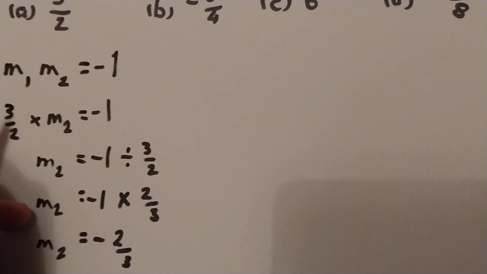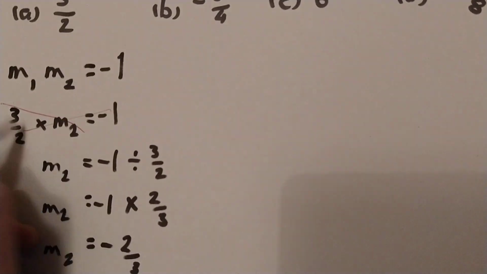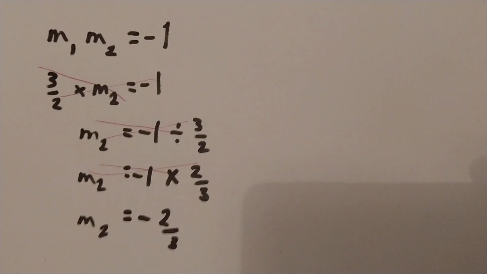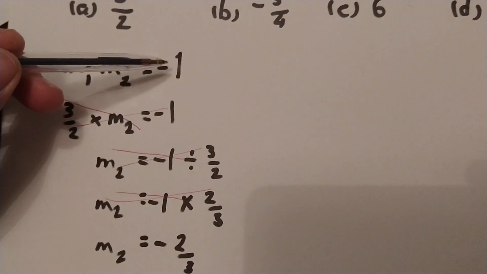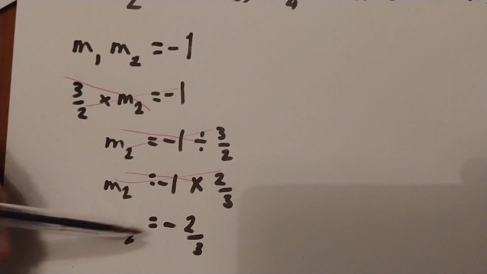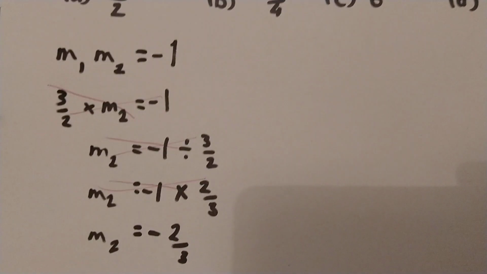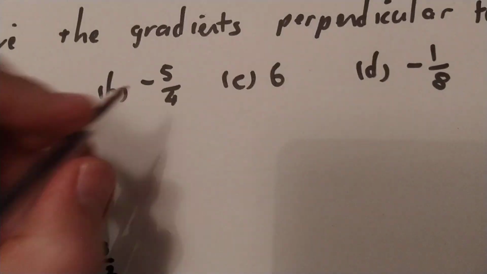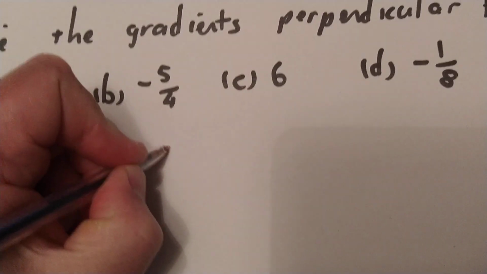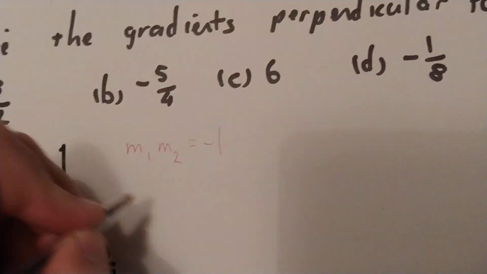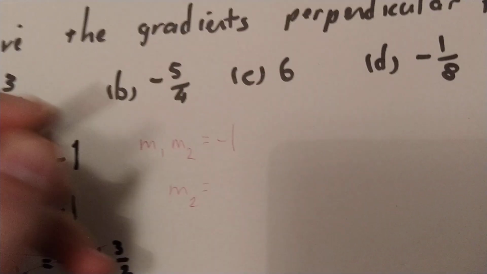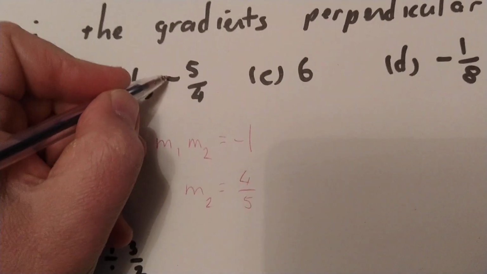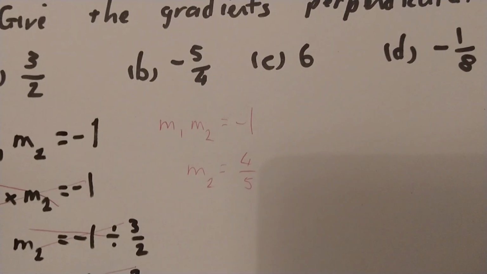We don't need that step, or that step, or that step. You can write them down if you wish, but there's no need. So long as you write down m1 m2 is -1, you can cut straight to the answer. So my second gradient must be: invert the figures, swap the sign. So for example B, I will put my working. m1 m2 is -1. My second gradient is, swap it the other way up, 4/5. Change the sign, minus becomes positive, 4/5. Done.